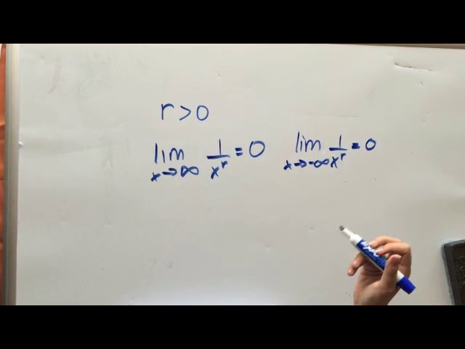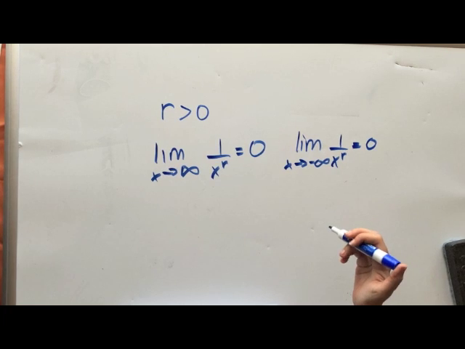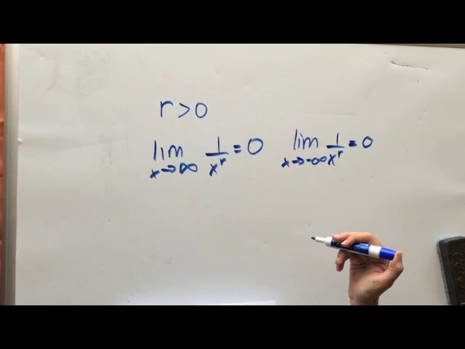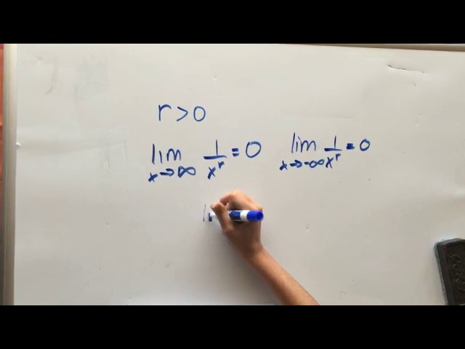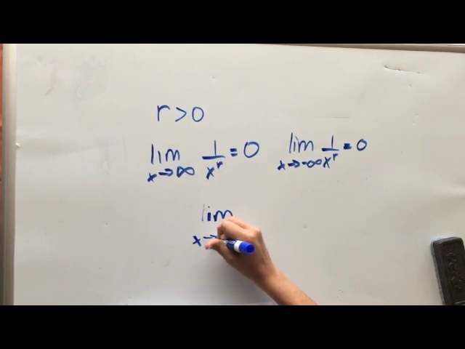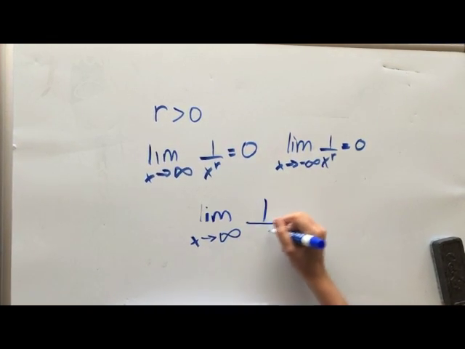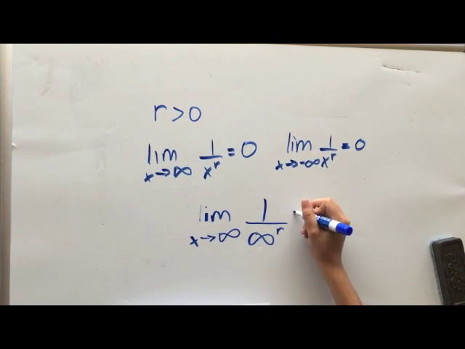And this is because when we divide a number, such as 1 by infinity, the number is divided so much that in the end there's essentially nothing left. So the limit as x approaches infinity of 1 over infinity to the r equals 0.